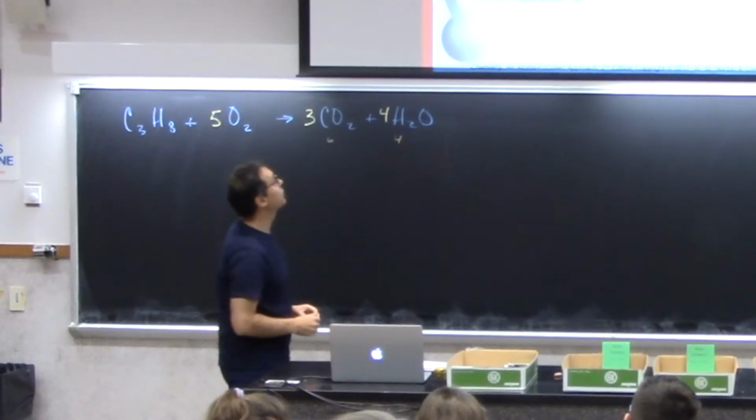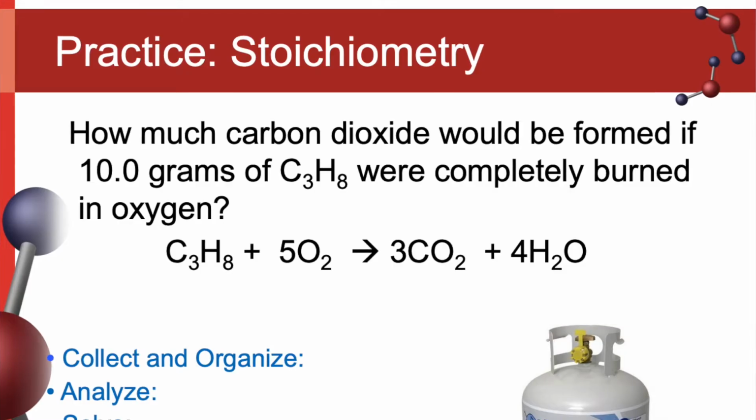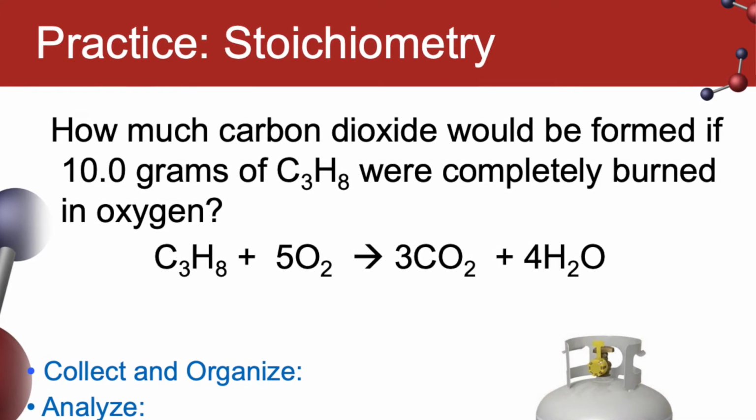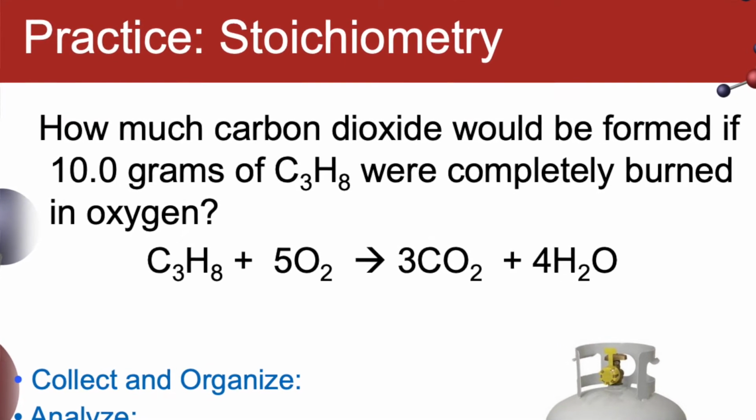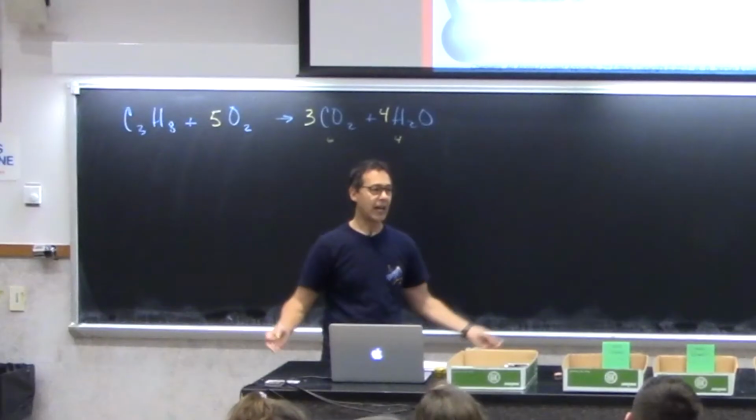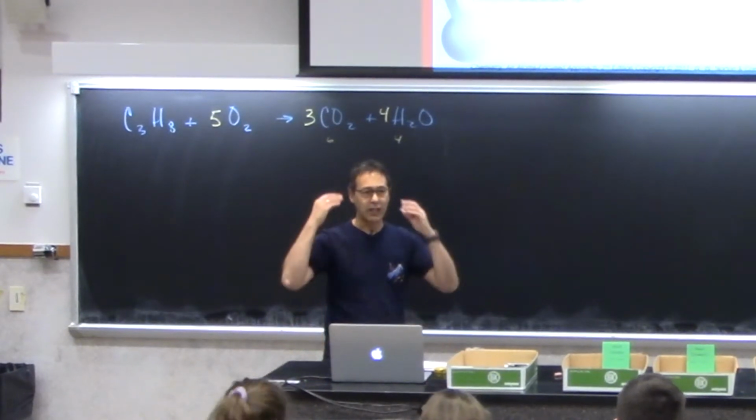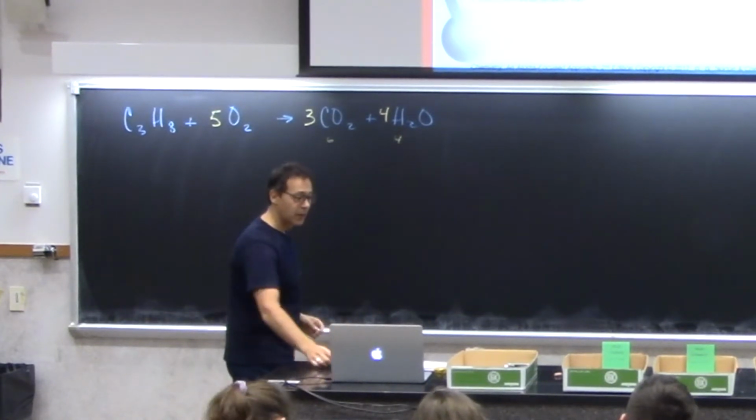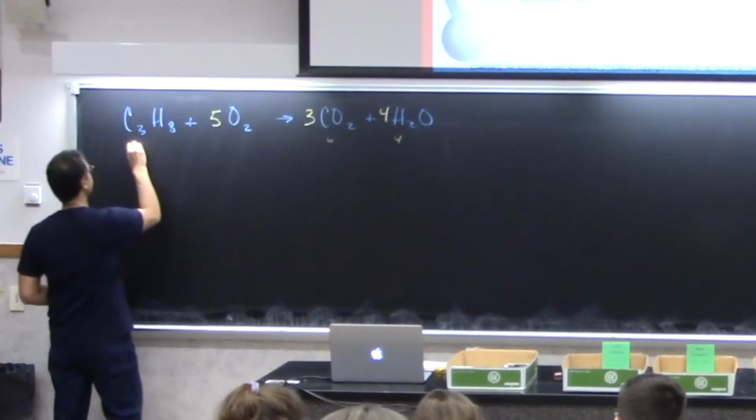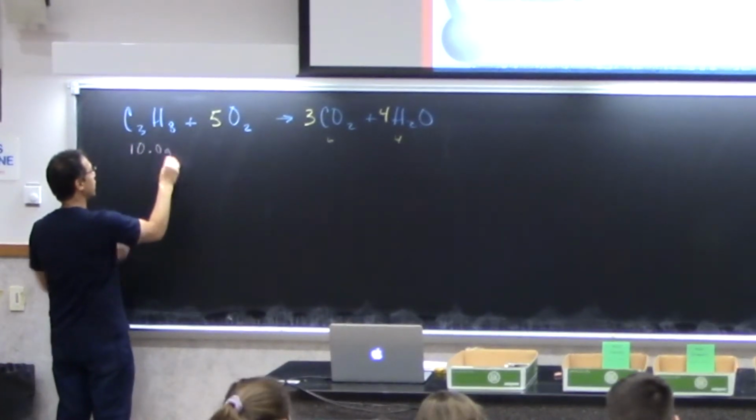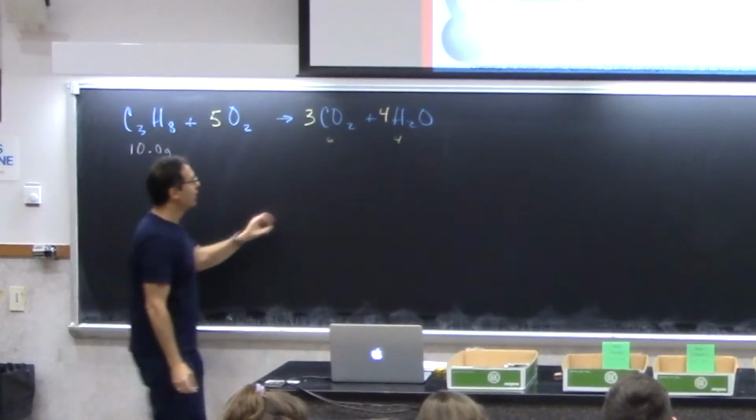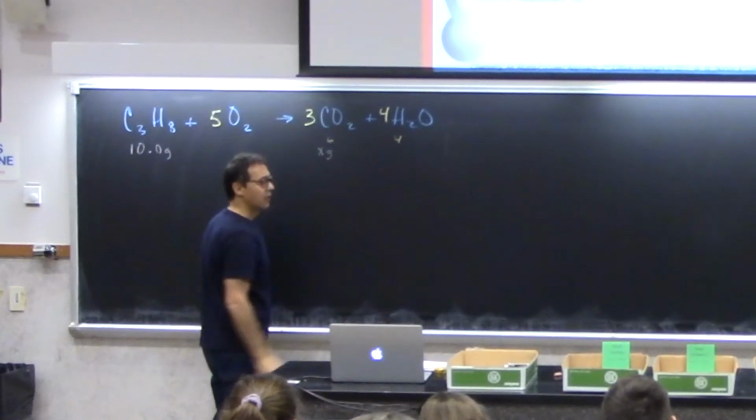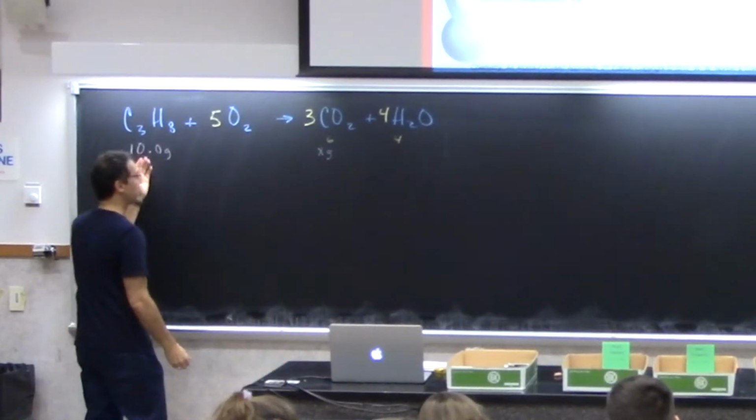Now it asks us here, how much carbon dioxide would be formed with 10 grams of propane? Now when I do equations like this, I like to write down everything that I have as best as I can, just because I can't remember stuff. So we wrote down the chemical equation, we balanced it, and then we can put in our 10 grams of propane. That's what we're starting with. And we want to find out our number of grams of carbon dioxide over here. So that's what we're given. Here's what we want to find.